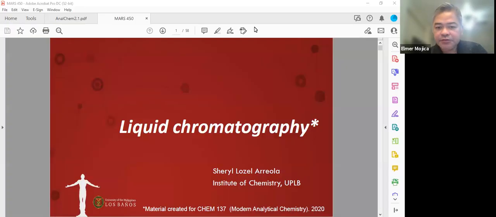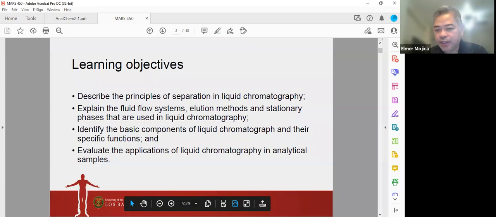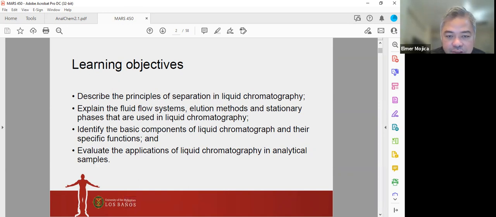So, liquid chromatography. In this module, the following are the learning objectives. Describe the principles of separations in liquid chromatography. Explain the fluid flow system, elution methods, and stationary phases that are used in liquid chromatography. Identify the basic components of a liquid chromatograph and their specific functions, and evaluate the applications of liquid chromatography in analytical samples.